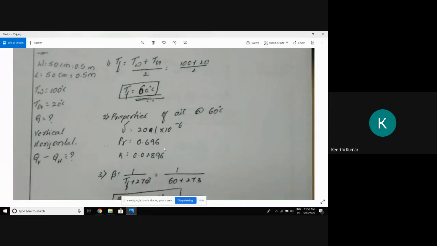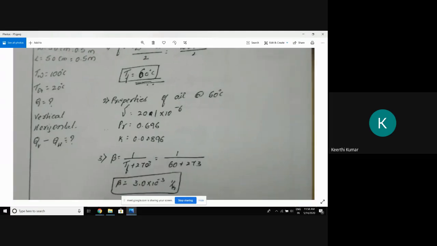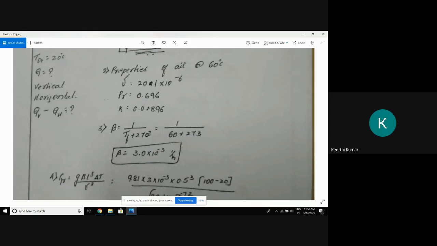Once you take all these properties, go for the data handbook with respect to the properties of air at 60 degrees centigrade. You take the properties, then you find out the beta value. The value of beta is 1 by TF plus 273. TF is 60, so 1 by 60 plus 273 will give the value of beta as 3 into 10 to the power of minus 3, 1 by Kelvin.